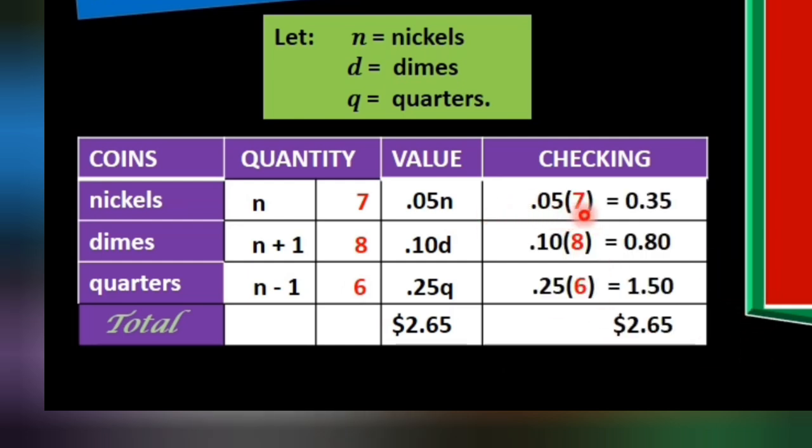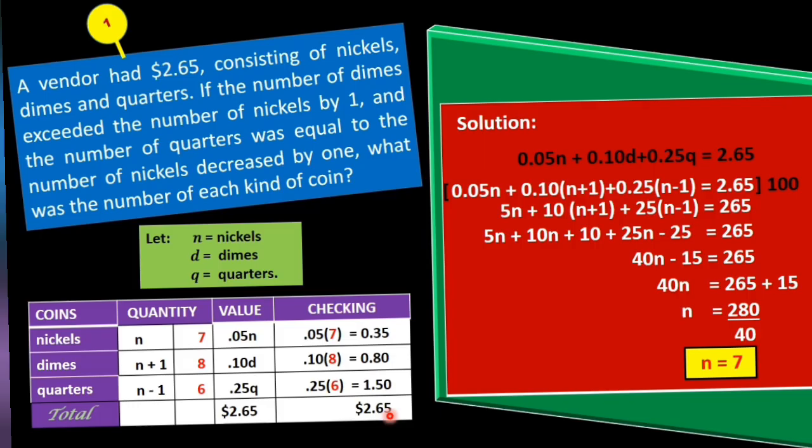Checking. So these are the checking. If we add this, you get the value of $2.65. So to the question, what was the number of each kind of coin? The answer is 7 nickels, 8 dimes, and 6 quarters.